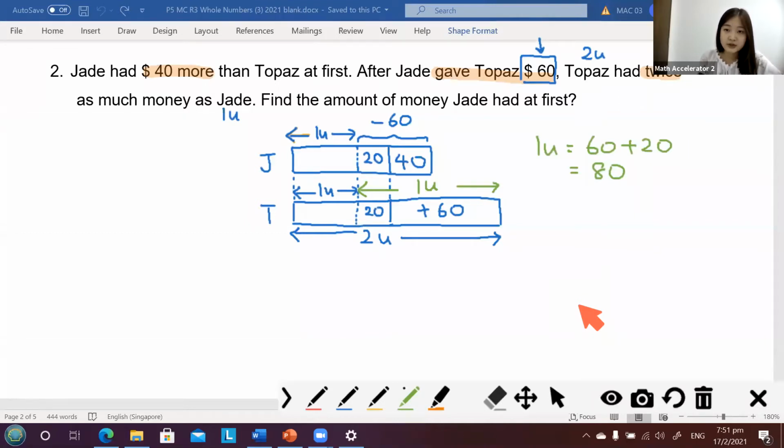Once you see that 1 unit is 80, things get a lot easier already. So now you read the question again. Find the amount of money Jade had at first. Okay, at first. So look at your model. Which part represents Jade at first? Is it the entire thing? Is it the one in red? Or is it just 1 unit? Or do I have to add the 20? Highlighted or red?